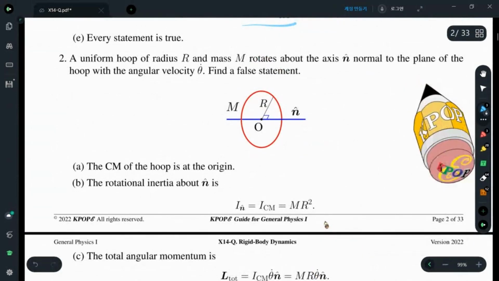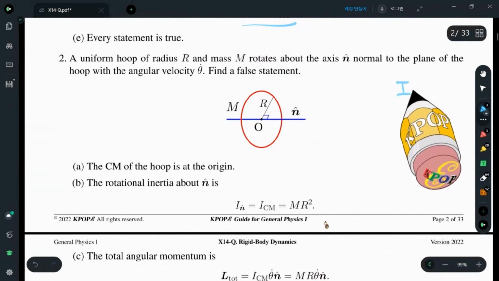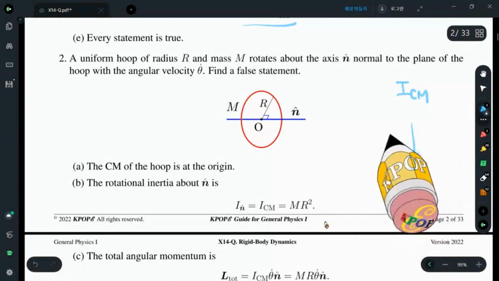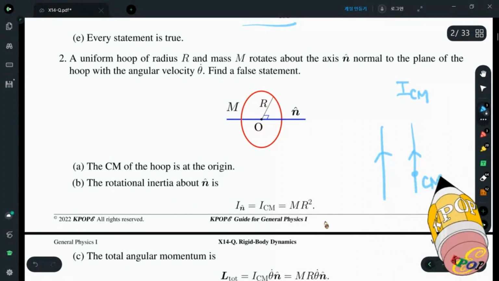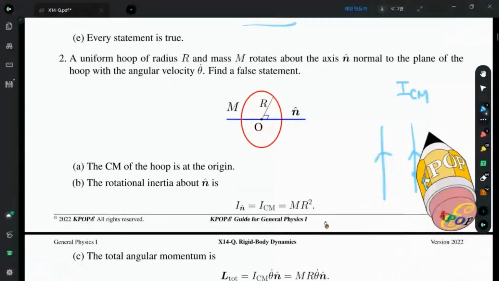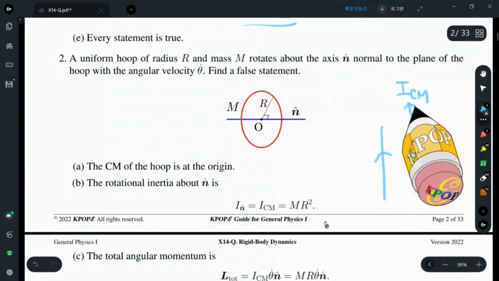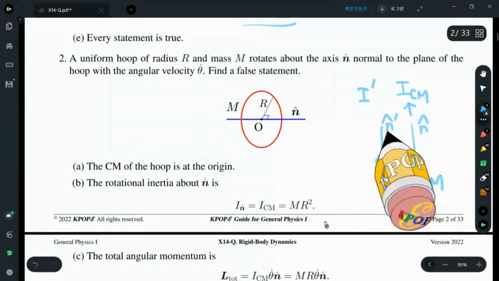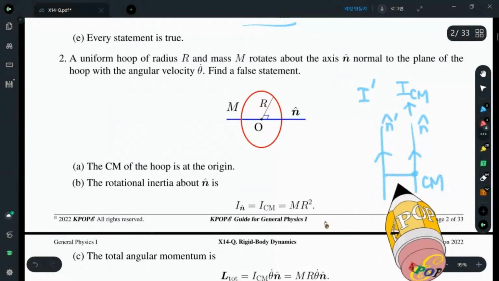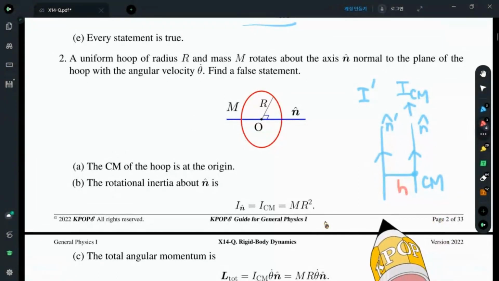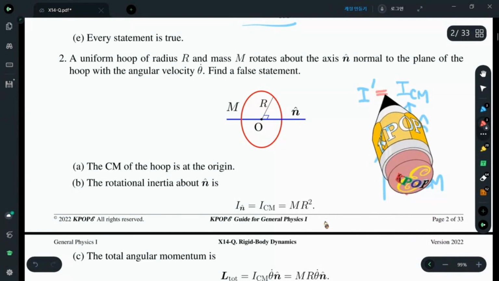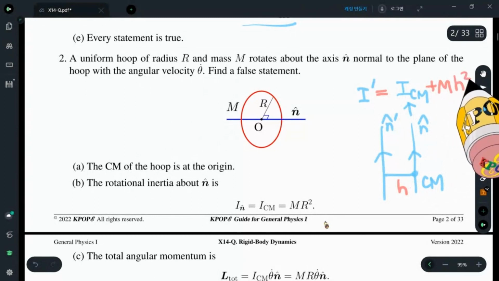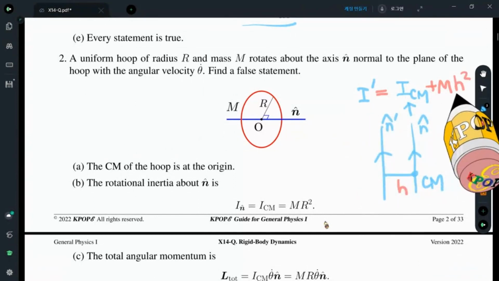In the previous class, we learned how to compute the rotational inertia with respect to the center of mass, or with respect to the axis passing through the CM. If I compute the rotational inertia about this axis, then it should be I_CM. And for another axis that is parallel, but with the perpendicular distance h, we can make use of the parallel axis theorem to express I prime as the sum of I_CM plus m h squared. This is called the parallel axis theorem.